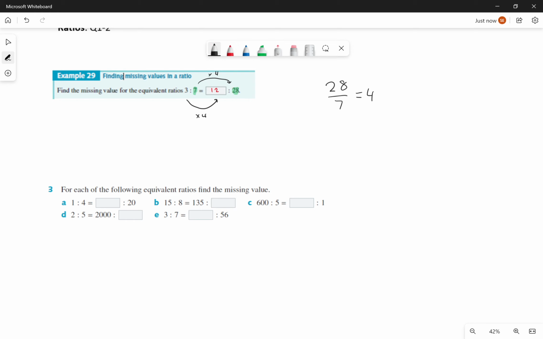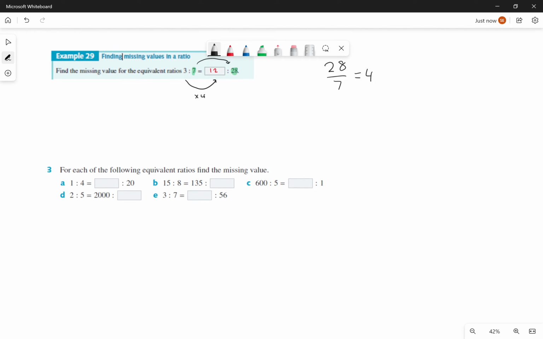Alright, we'll do a second example now. So I'm pulling this straight from the textbook from question 3. So I've got my ratio down here, 1 to 4, and the unknown to 20. So we've got 4 is our second number, and 20 is our second number.